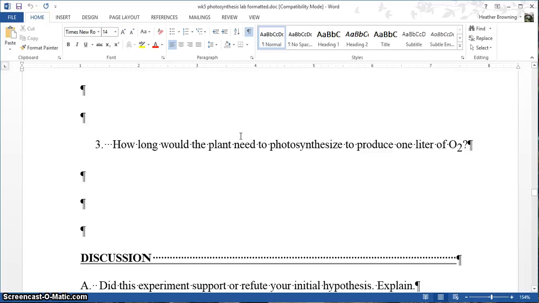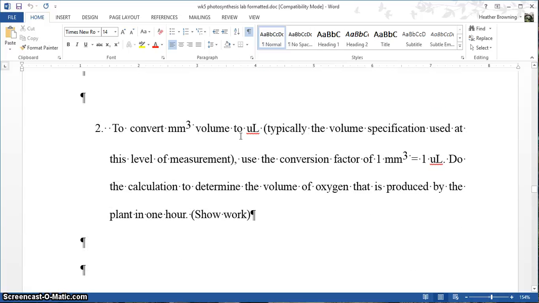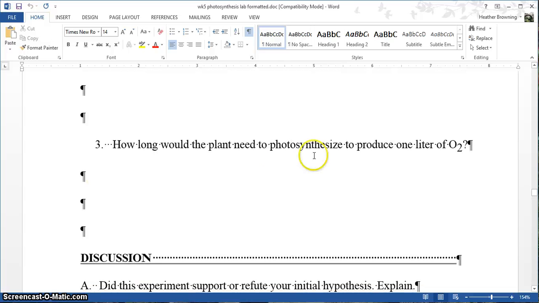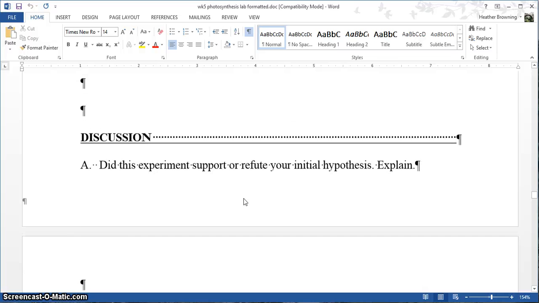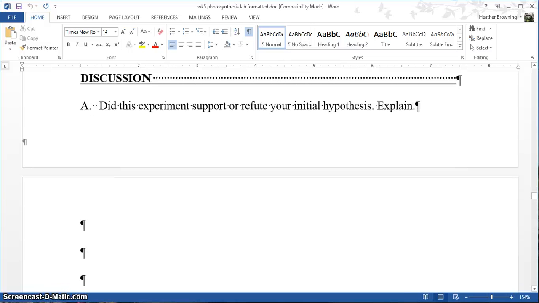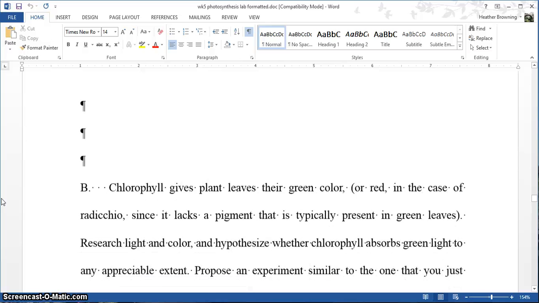And we're going to convert stuff into, what do we convert it into? Oh, just into the whatever. It's kind of easy, right? And then how long would the plant need to photosynthesize a liter of oxygen? So you did it in micro, right? So now we're talking about liter. So we go through our hypothesis. We always go through our hypothesis.